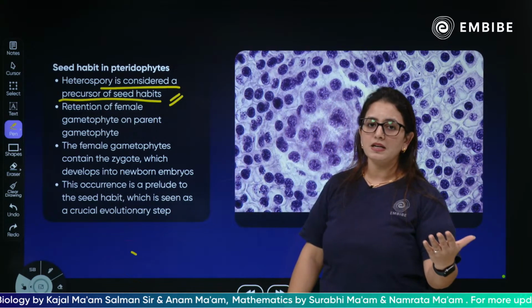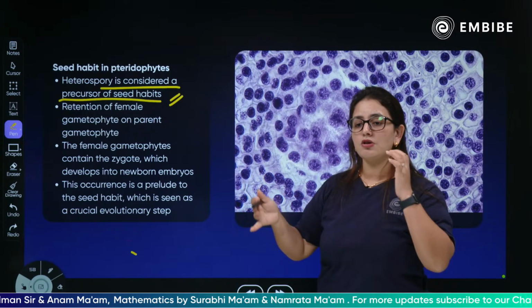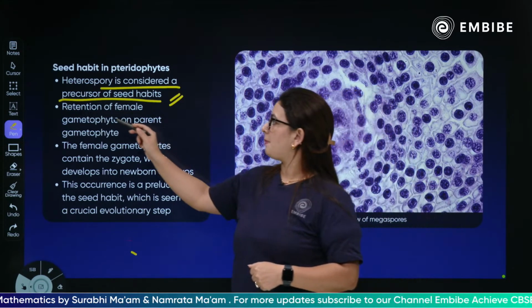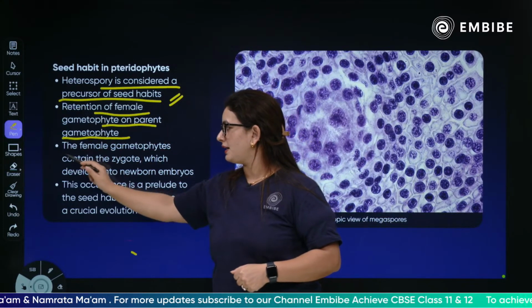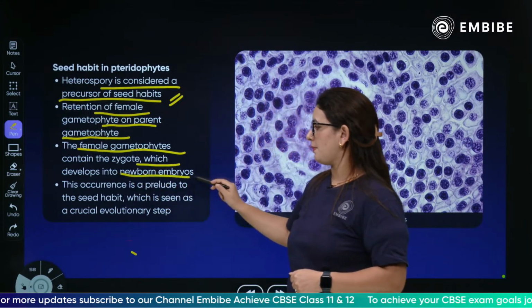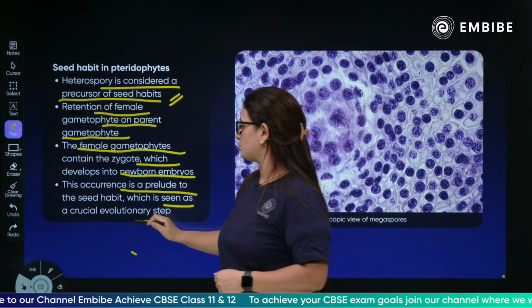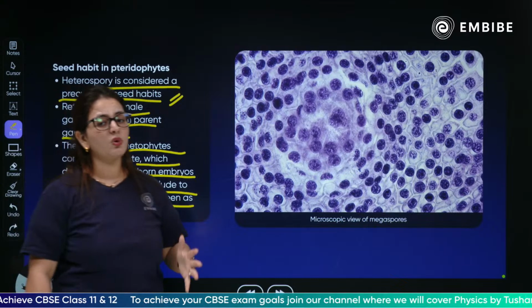You know what a precursor is? Before the coming of something, there has always been a precursor, the pre-made things. The seed habit is the retention of the female gametophyte on the parent sporophyte. The female gametophyte contains the zygote which develops into an embryo. This prelude to the seed habit is seen as a crucial evolutionary step. Yes, this is what I told you.